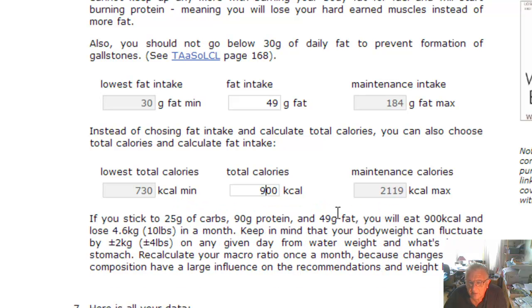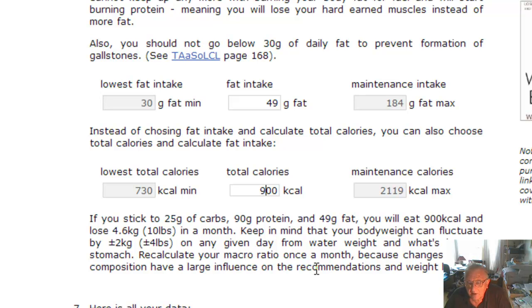Okay, well, let's come up a bit. 900. I could get away with 900, or rather this woman could get away with 900. It says if you stick to 25 grams of carbs, 90 grams of protein and 49 grams of fat, you will eat 900 calories and lose 10 pounds in a month. Well, that's not bad. This person had about 60 pounds of fat to lose. 6 months, they're done. It says keep in mind that your body weight can fluctuate by plus or minus 4 pounds on any given day from water weight and what's in your stomach.